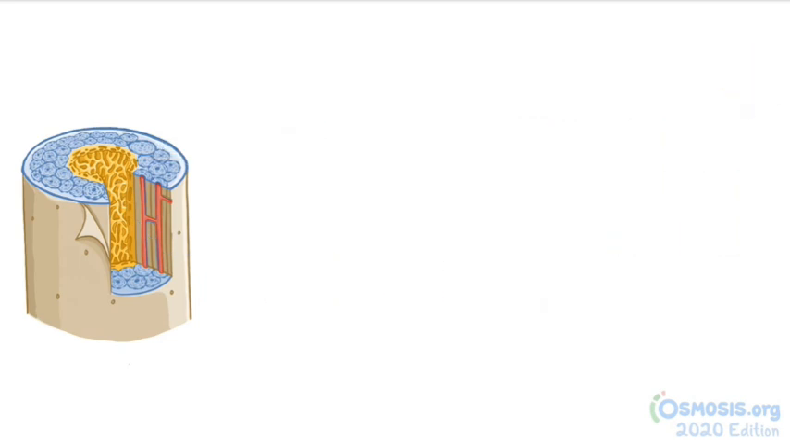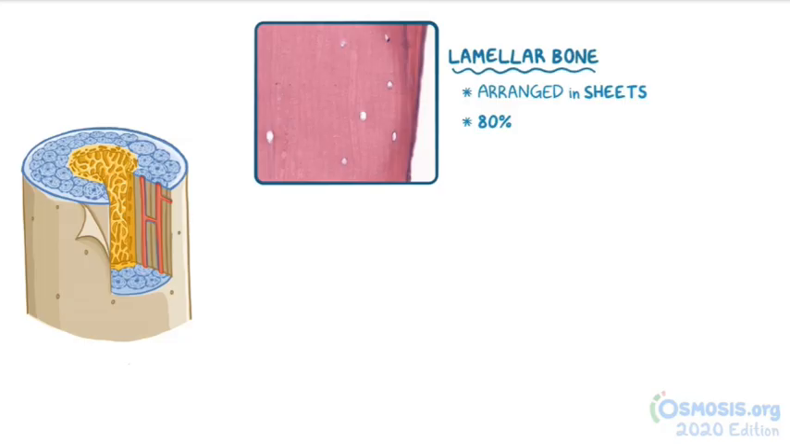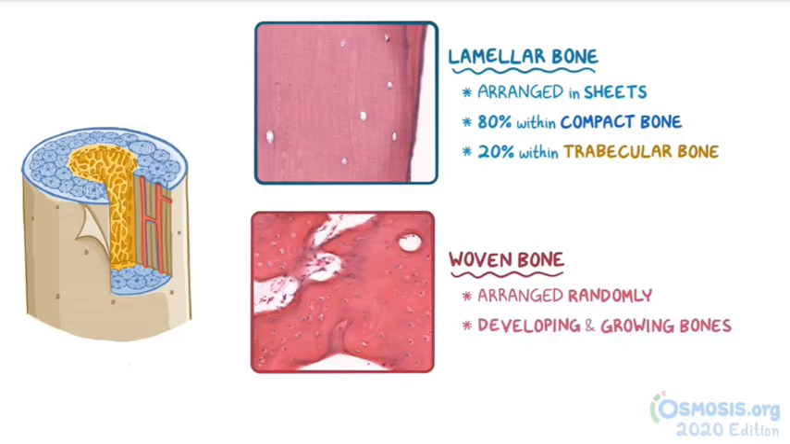Microscopically, both compact and trabecular bones will be arranged in two forms. Layered or lamellar bone has a bone matrix that's arranged in sheets. 80% of lamellar bone is found within the compact bone, and only 20% is found within the trabecular bone. The more immature woven bone has collagen fibers that are arranged randomly. This form of bone is mostly found within developing and growing bones, as well as bones that have healed after being fractured.